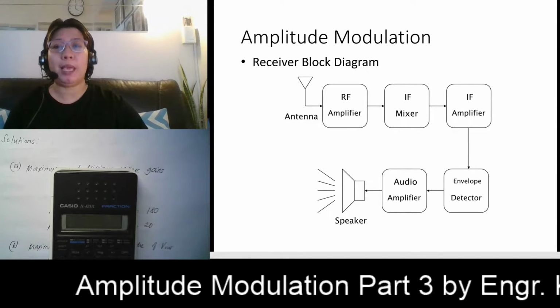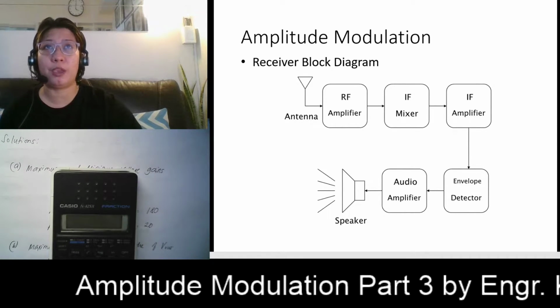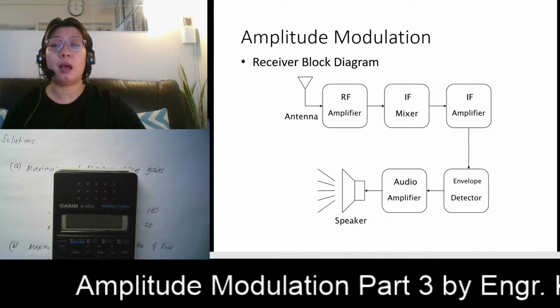From space, the signal is considered attenuated. What do we mean by attenuated? The signal strength becomes very, very low due to some noise that was included in your signal once it is transmitted through free space. So we need to amplify it first. For your first stage, you have your RF amplifier, because basically what the antenna will be receiving is a radio frequency signal, or a high frequency signal.